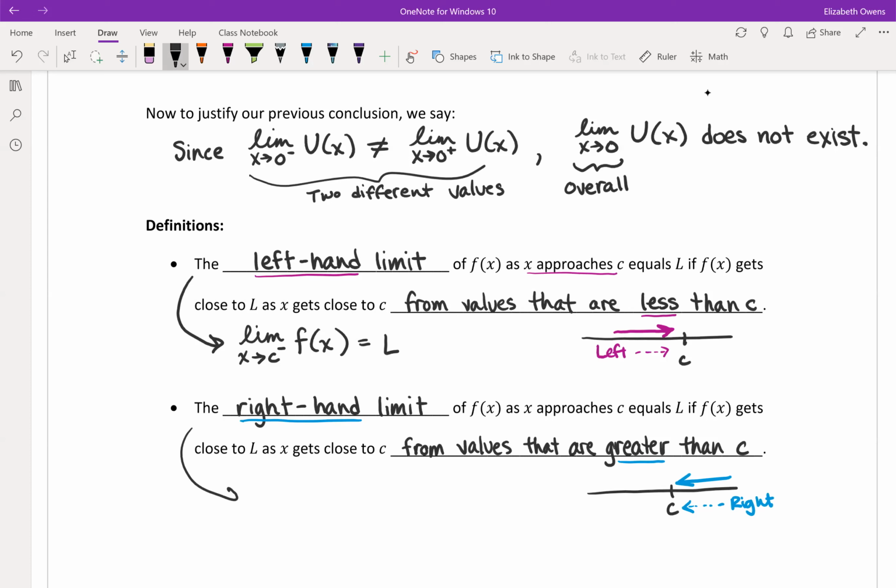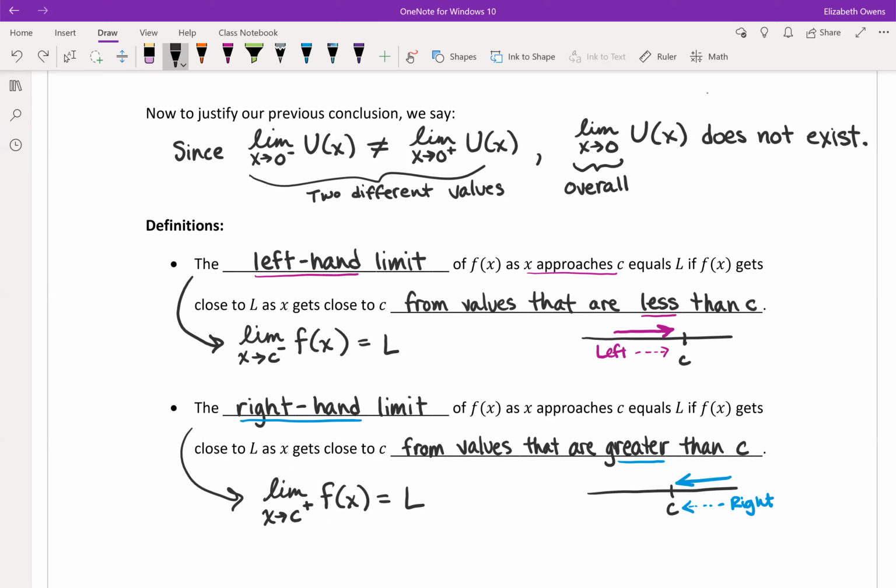And so the notation for this, what we're really writing, is the limit as x approaches c from the right, that little plus, of f of x equals L. Okay. So limit as x approaches c from the right of f of x equals L. Or you could read that as the right-hand limit of f of x equals L. You could also say it that way. That's totally fine.